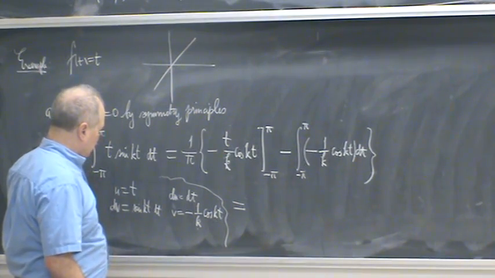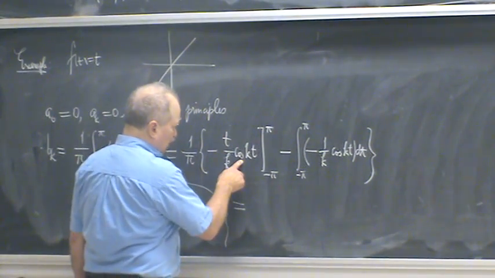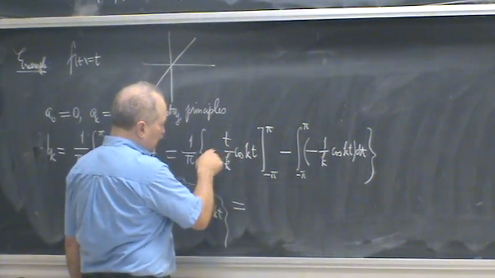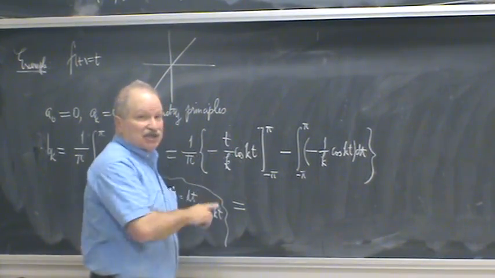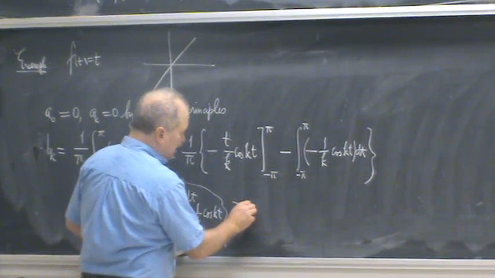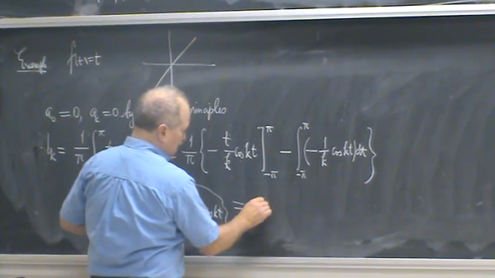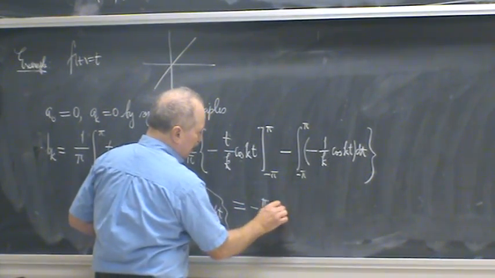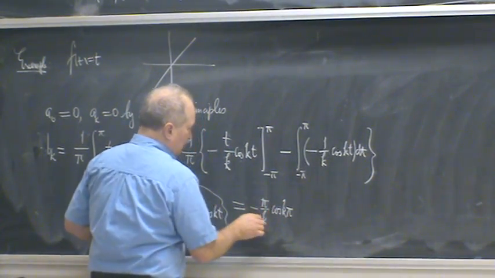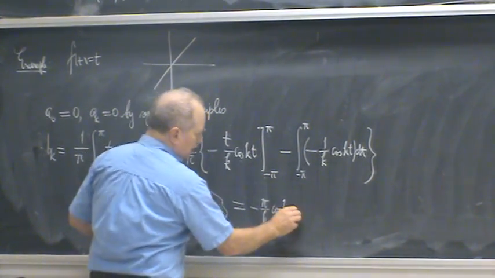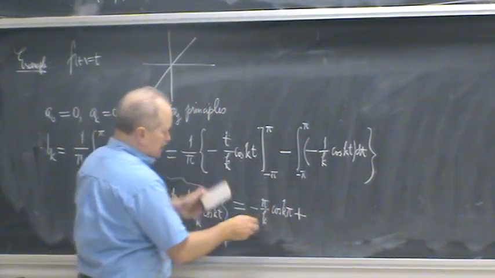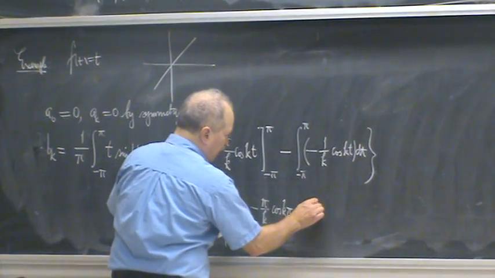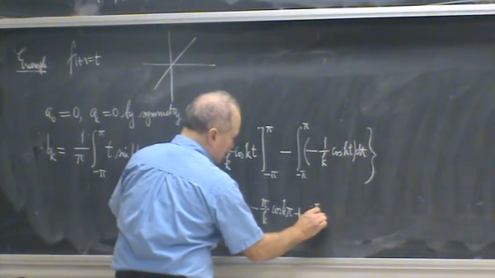It's just the cosine. The cosines are the same, but I have to worry about what's happening here. No, because it's canceling too. You have to take minus pi over k, cosine of k pi, minus negative pi. You following me?